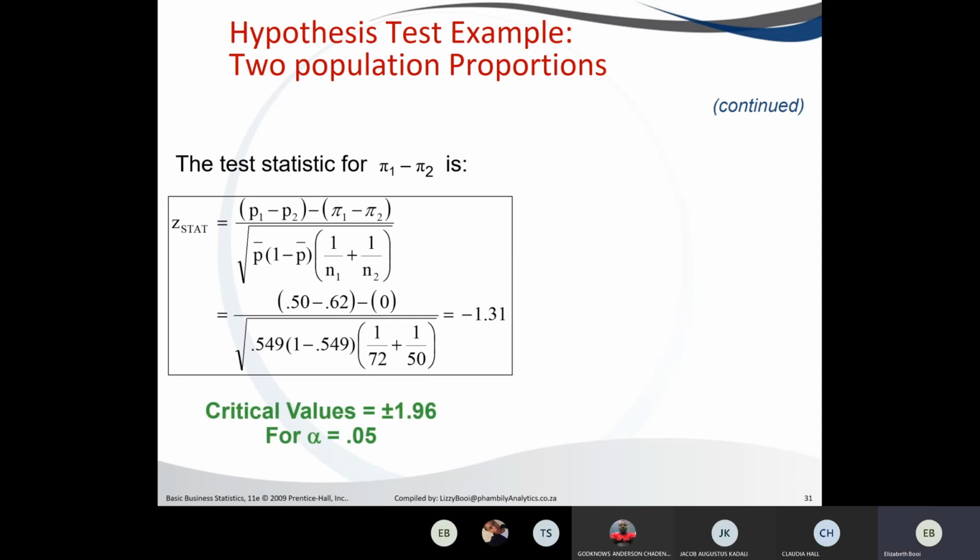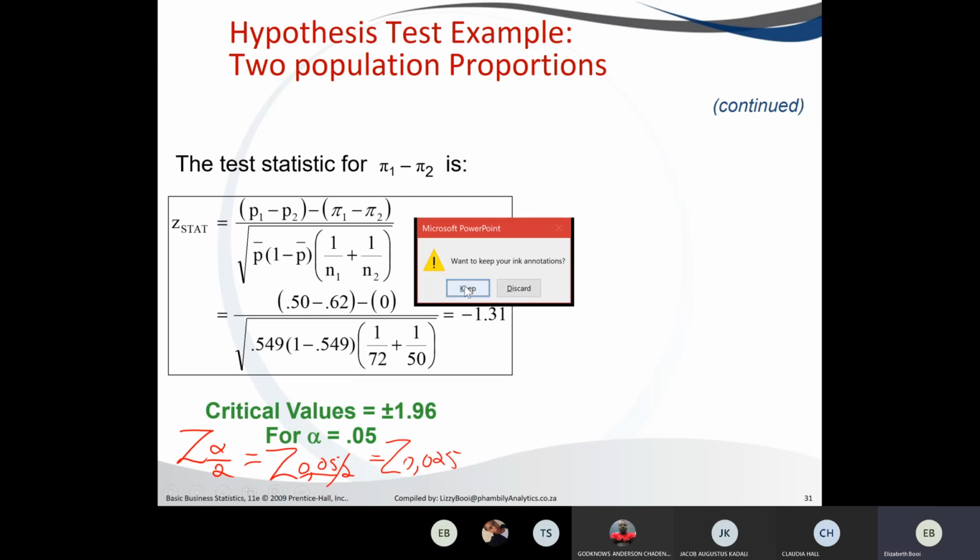Our critical value, now we use the critical value for Z, which I think I omitted to mention, which is Z alpha divided by 2 for this question, because it said the difference and it was not equal. So it means there are 2 critical values that we're going to be finding. Our alpha is 0.05, so it's 0.05 divided by 2. And that will give us Z 0.025.